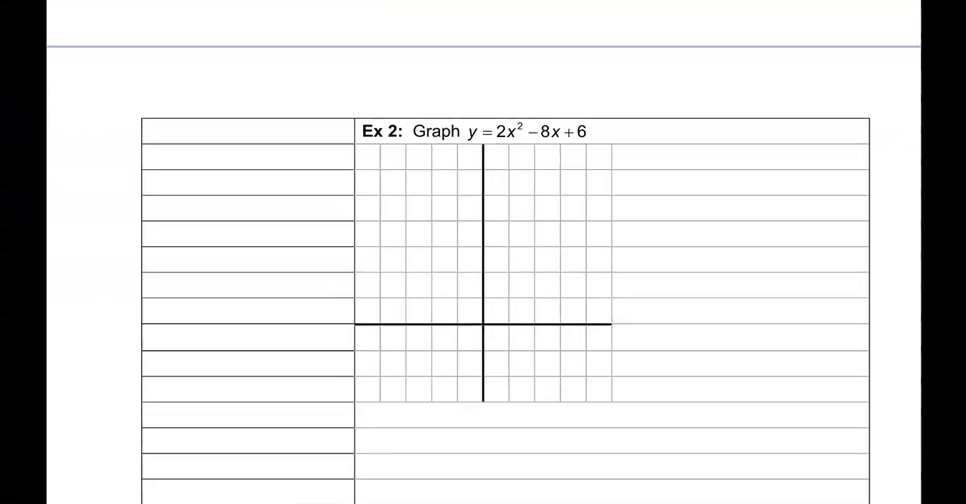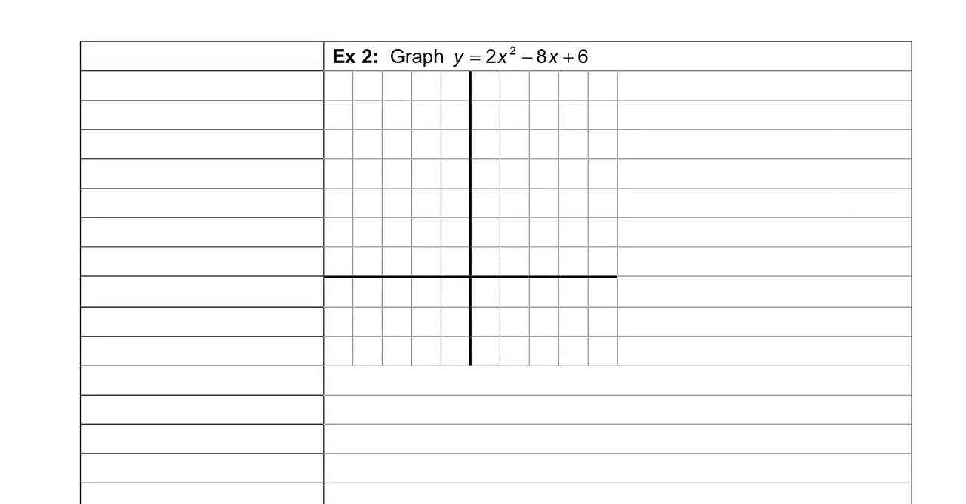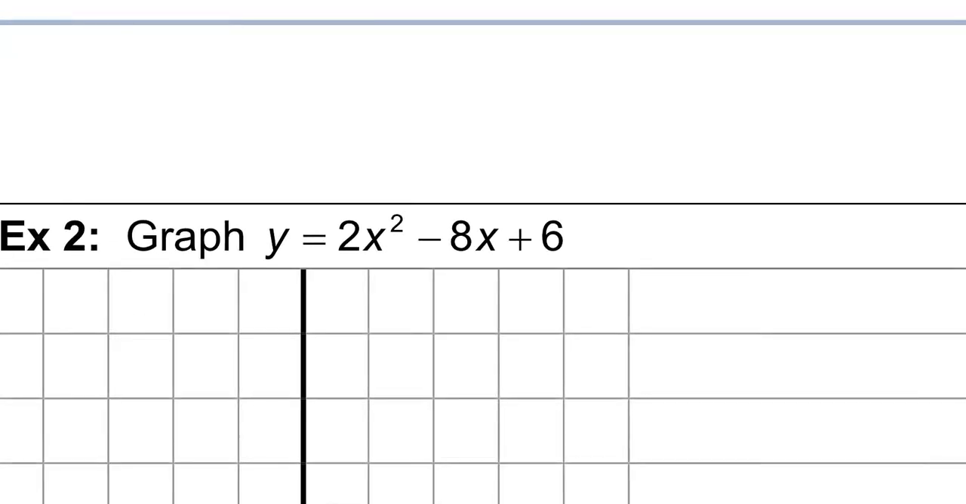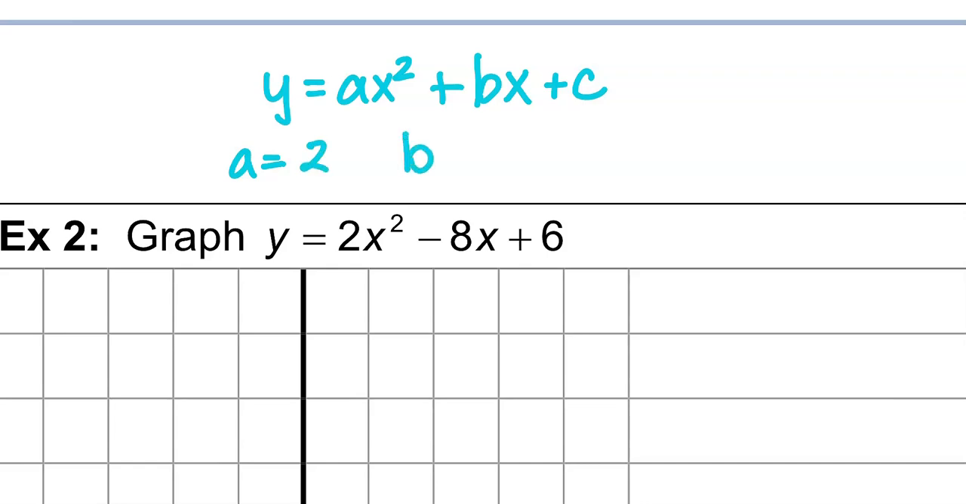So example 2 on the back. y is equal to 2x squared minus 8x plus 6. The first thing I'm going to ask is, is this in standard form? Remember, standard form is y is equal to ax squared plus bx plus c. So is it in standard form? Yeah. What's a? 2. What is b? Negative 8. Good job. And what is c? 6. Right?